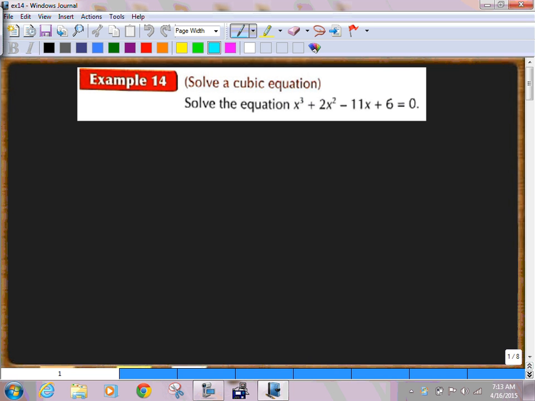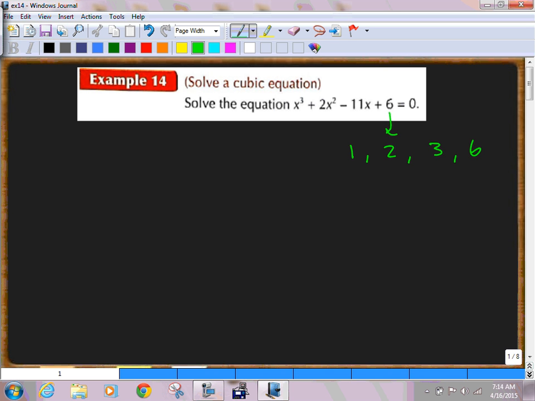We need to find a number that when we evaluate this function, we're going to get 0. We're going to base that off of our last term here, which is 6. Our normal factors are 1, 2, 3, and 6. Those are the numbers we get if we were to factor it. So we can choose from this pool to get a quick shot at seeing if any of these will actually work.